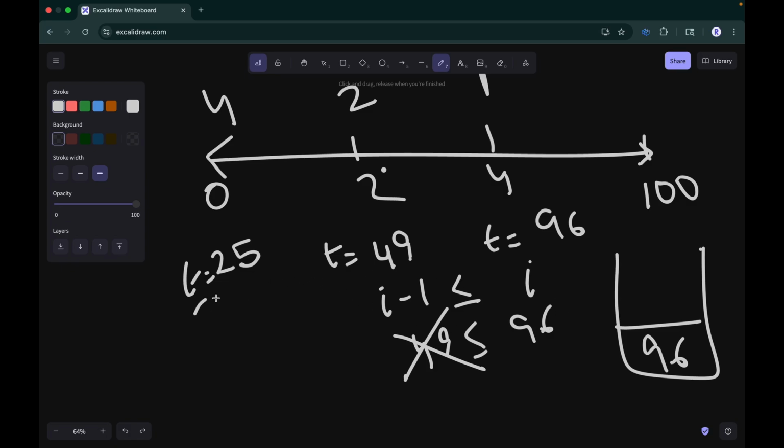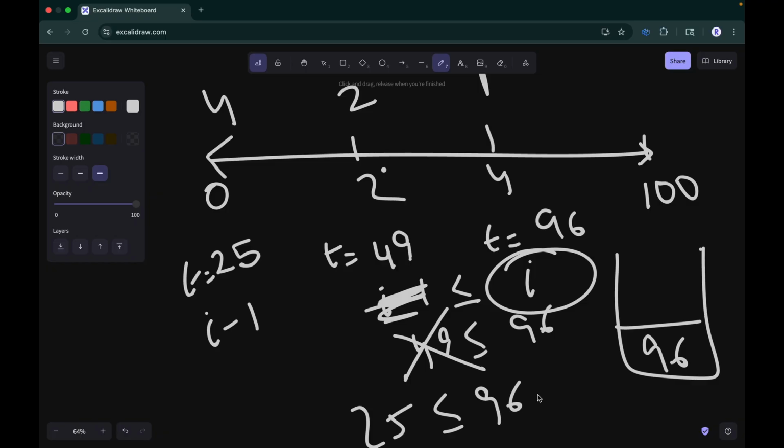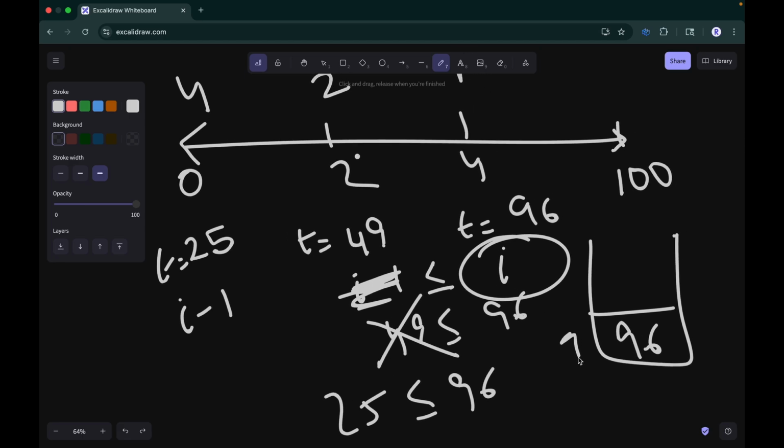Then I have this thing, time is equal to 25. And then we compare it with this guy again. So instead of this being treated as I minus 1, this will be treated as I minus 1. And then we compare. 25 is less than or equal to 96? Yeah, that's correct. So we are not going to add 25 over here. We are going to keep 96 here, because that is going to be our fleet. So there's only one car in our fleet.